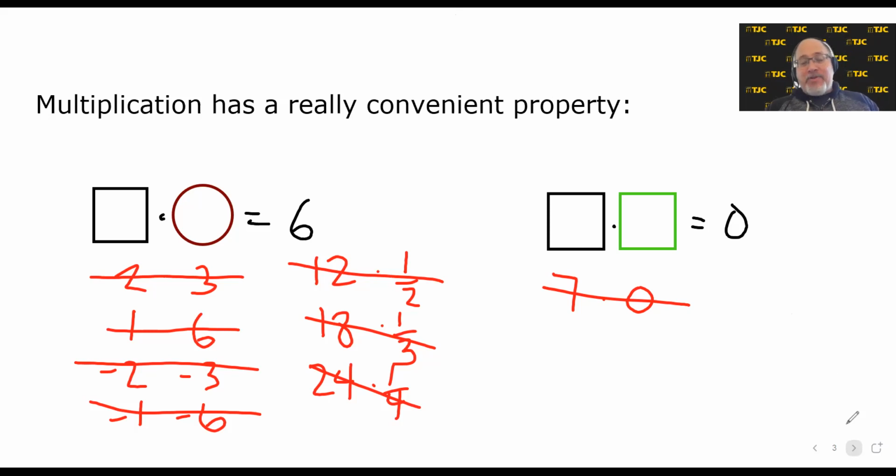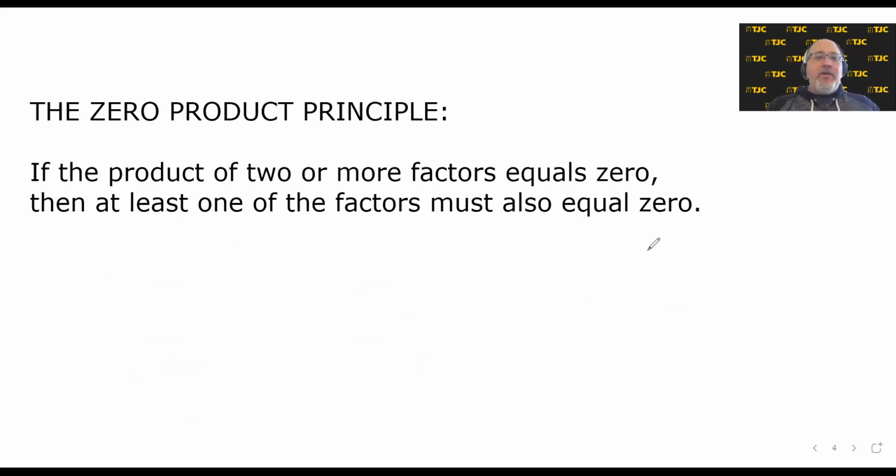Now, how's that going to help us? Well, you'll see here in a second. So this leads to something called the zero product principle. Now, I've seen this called multiple things because two of the words can be interchanged with other words. I've seen it called the zero product principle, the zero product property, and I've seen the word product replaced with factor, the zero factor principle or the zero factor property, but they all involve the word 0.